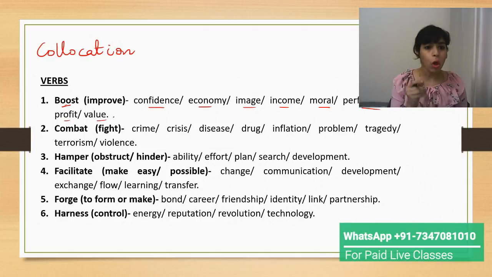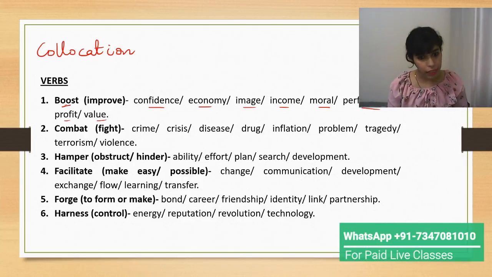boost economy, boost image of a company, boost reputation of a company, boost income, boost morale, boost performance, profit and value. So collocation is basically a simple thing. What all words can be used with a particular verb, with a particular adjective or with a particular noun. You need to be really careful while using a particular word with noun, verb or adjective. So today I am going to discuss a total of 18 words and you will get to know how these 18 words can be used in your essay writing.